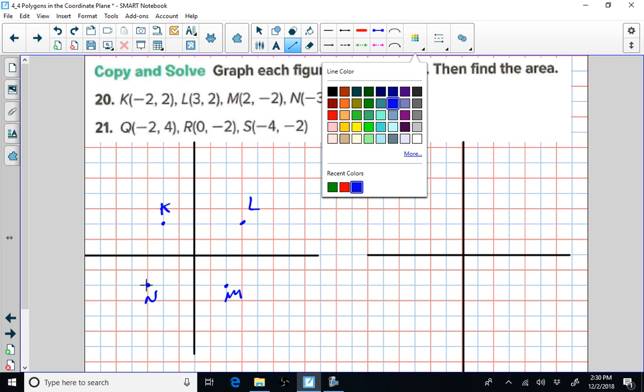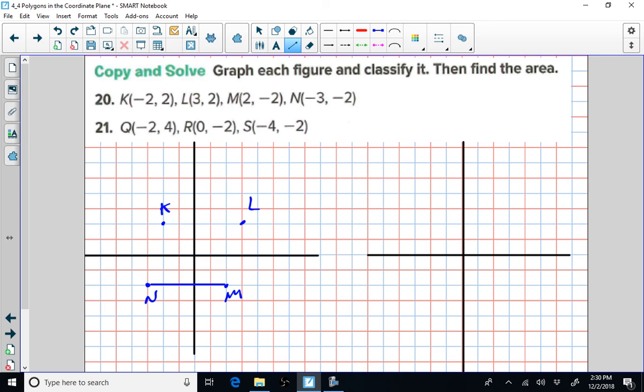Use blue. Connect. Connect. Connect. And connect. Get a collection of points in a straight path. Right, that looks pretty good. And let's find the area. Right, we're asked to find the area. So the area, it's a parallelogram. So the area is going to be equal to the base times the height.